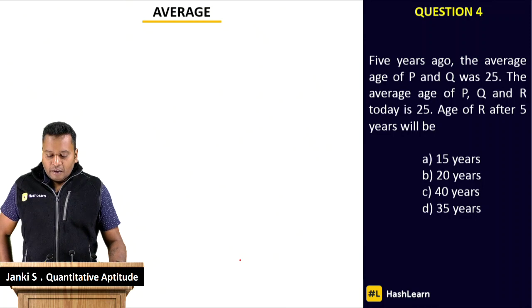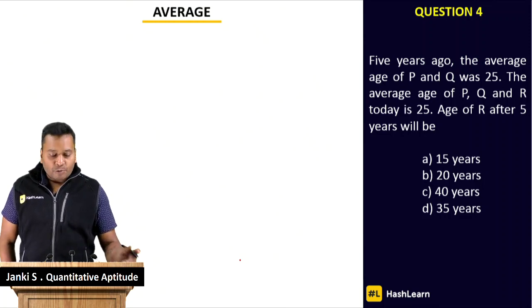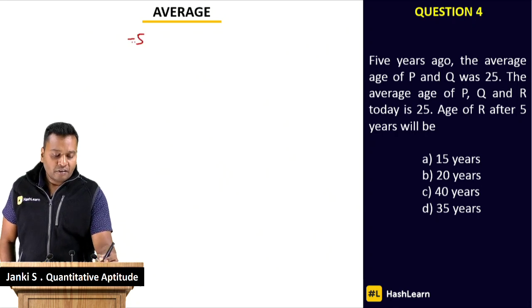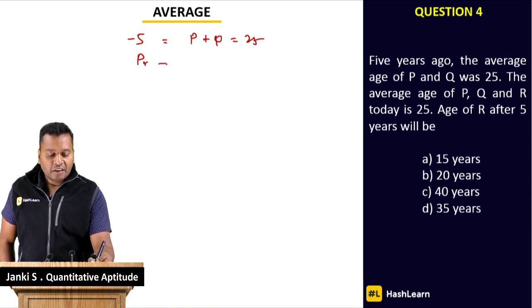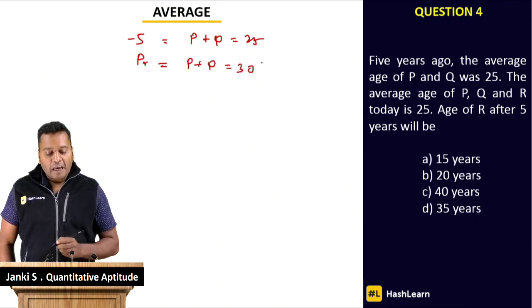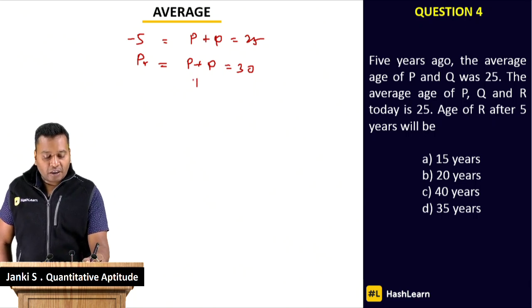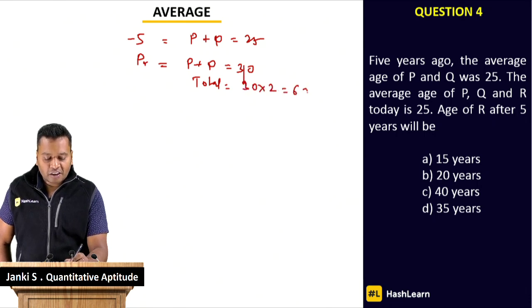Right? 5 years ago the average age of P and Q was 25. So 5 years back the average age of P and Q was 25. That means the present average is how much for P and Q? It's nothing but 30. The present average is nothing but 30 here. So if it's 30, the total of these will be 30 into 2, or else 60.